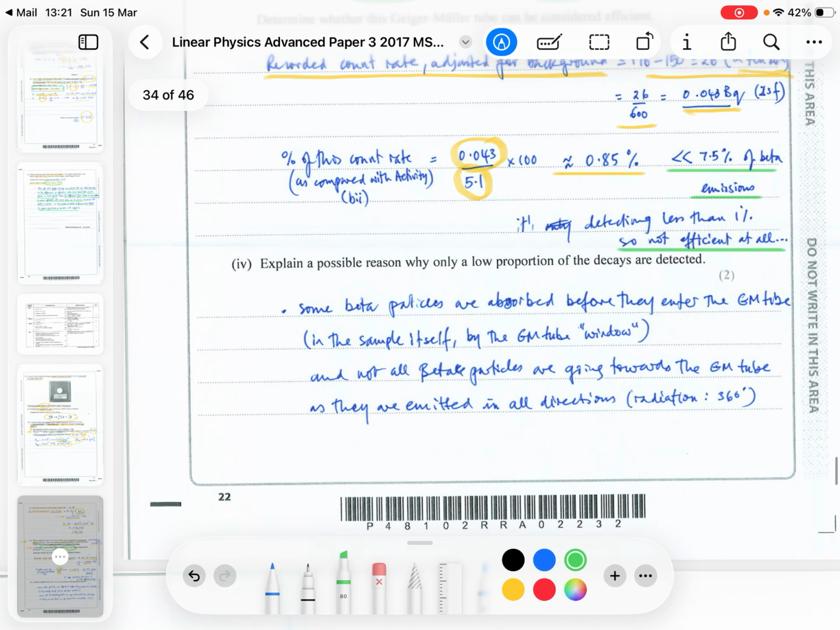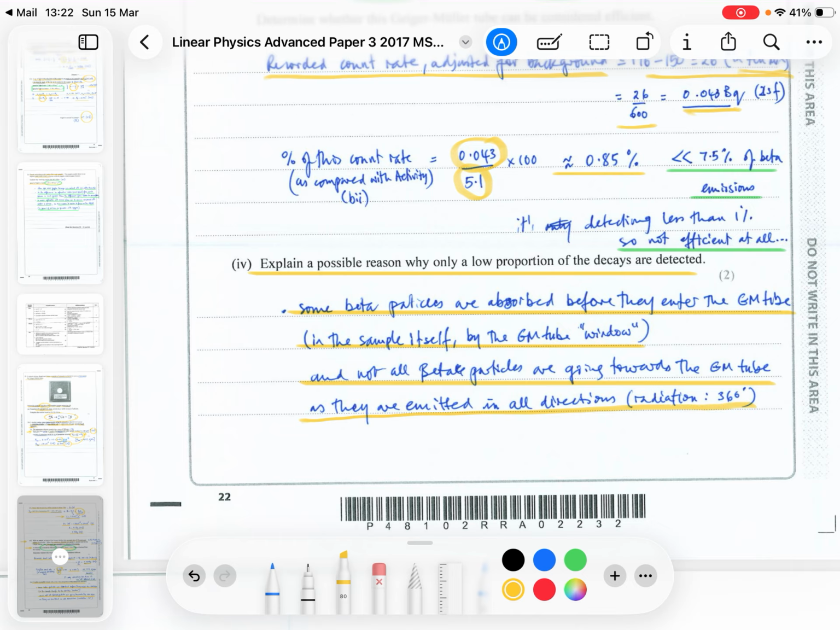So why does it not manage to do it efficiently? Okay, explain a possible reason such a low proportion are detected. Well, some of the beta particles could be absorbed before they actually enter the Geiger-Müller tube, including in the sample itself, because they may be coming from deeper inside the sample and get absorbed by other atoms in the way. And not all the beta particles are going towards the Geiger-Müller tube, as they are emitted in all directions, and the Geiger-Müller tube covers only a narrow section of the 360 degrees.